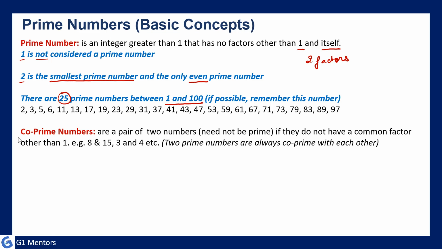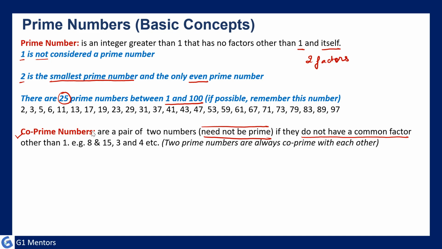Another interesting concept is a co-prime number. Co-prime numbers are a pair of two numbers which need not be prime. Although the name says co-prime, the co-prime numbers need not be prime. We call numbers co-prime if they do not have a common factor.